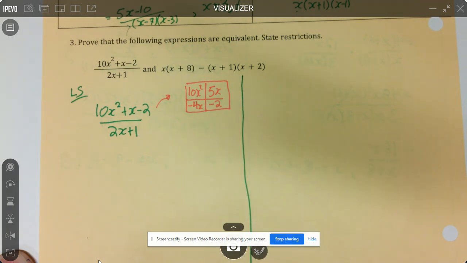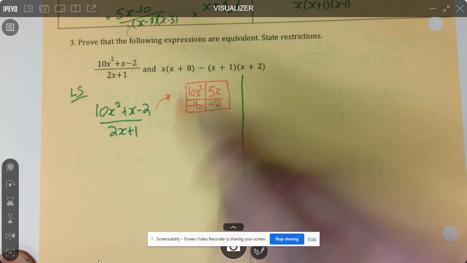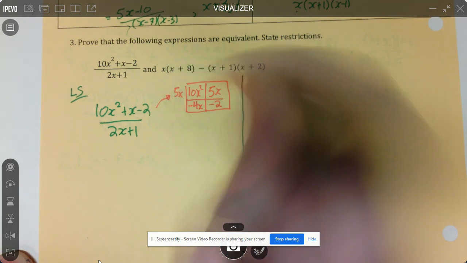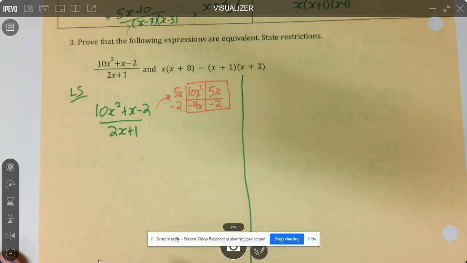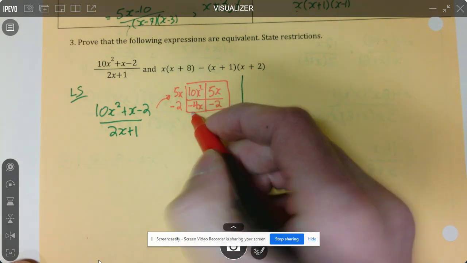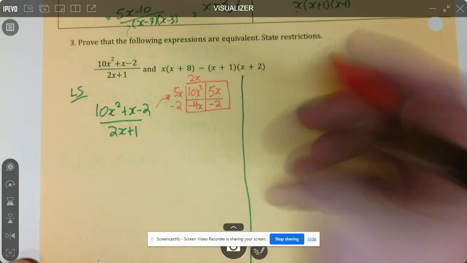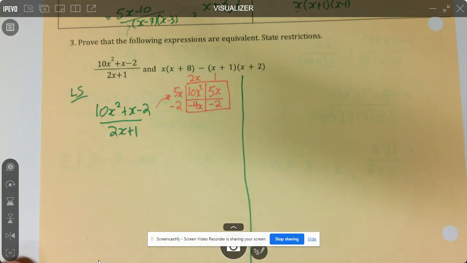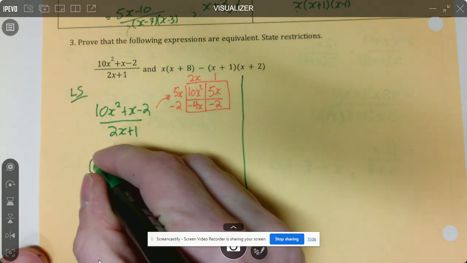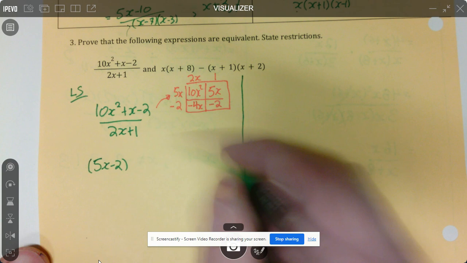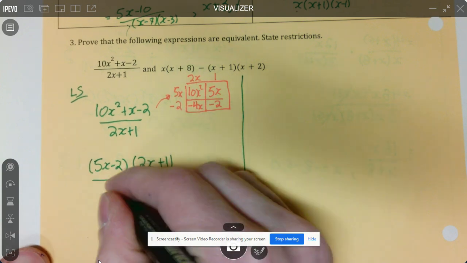So I put those in the other corners of the grid. Now I'm just going to common factor each row and each column. My first row, this top row, those both share a 5x. The bottom row, those two terms just share a negative 2. The first column, well, those share a 2 and an x. And then the second column, they don't share anything, but of course everything at least shares a 1. So now I've factored my numerator, and I've got 5x minus 2, and reading down that column, 2x plus 1.